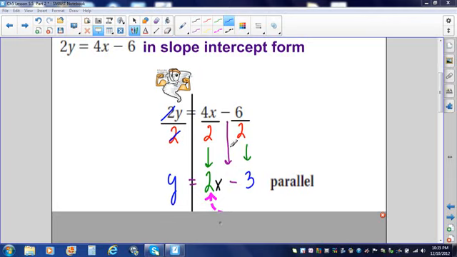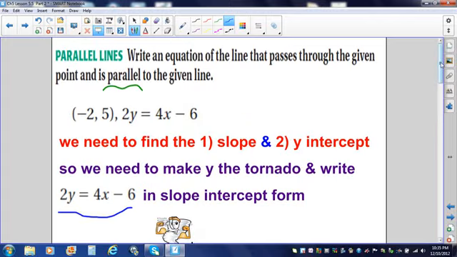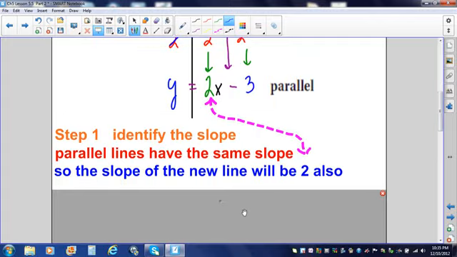Bring down the negative or subtraction sign. 6 divided by 2 gives me 3. So when we rewrite this equation in slope-intercept form, we get y equals 2x minus 3. Remember that they told us the lines were parallel. We said yesterday, and we said today, and we'll say again tomorrow, that parallel lines have the same slope. So if you're writing the equation for a line that is parallel to y equals 2x minus 3, the slope of the new line will also be 2.